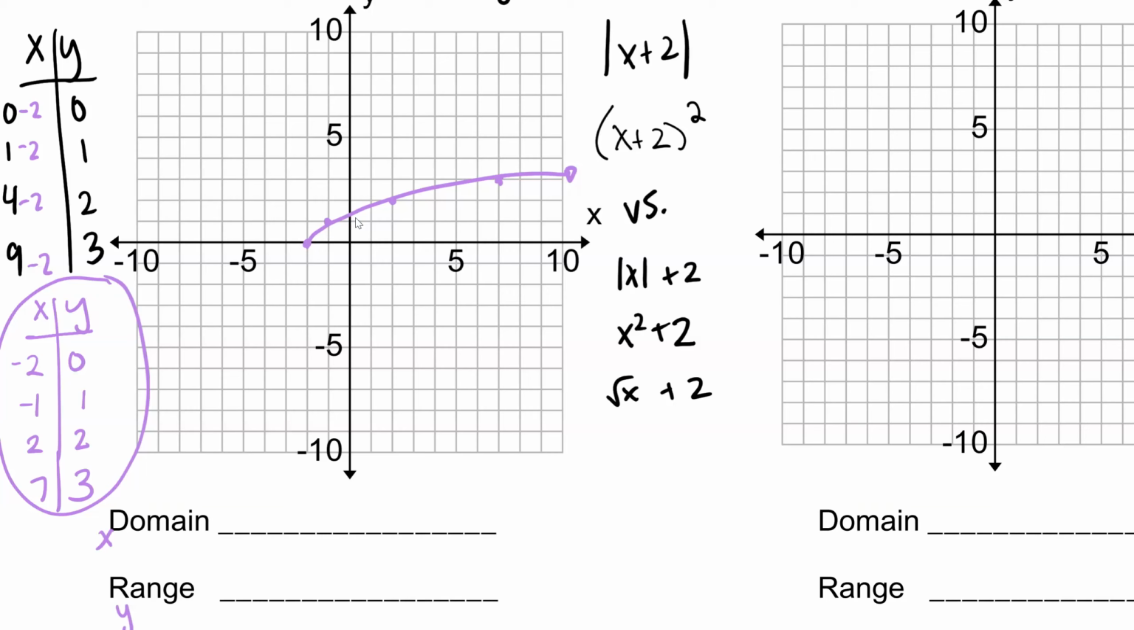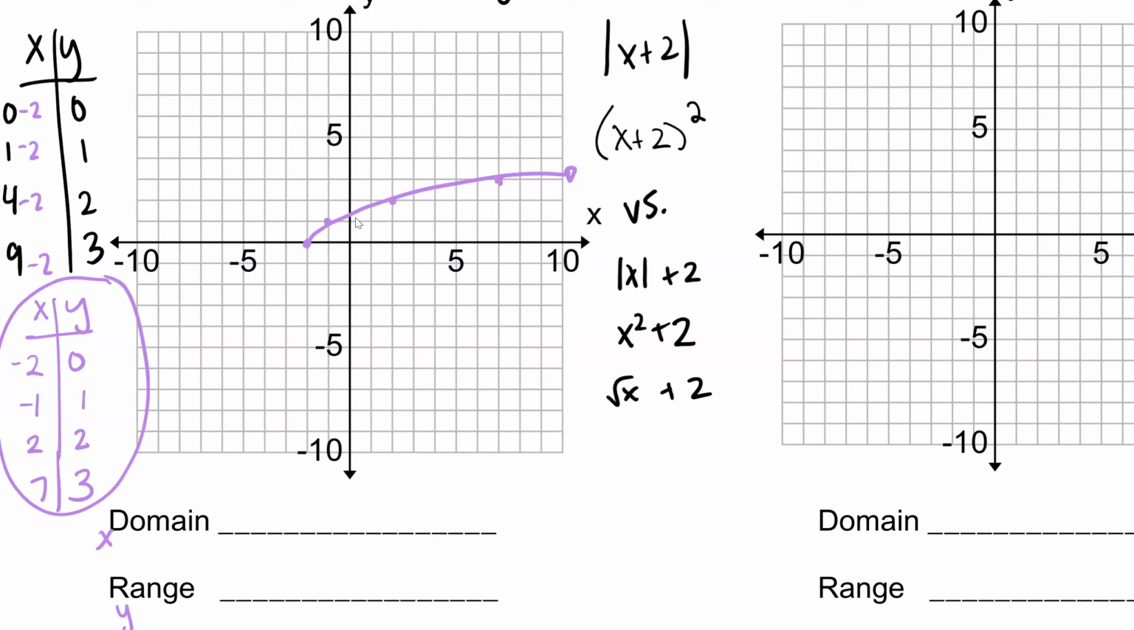Well, how about if I plug in x equals -10? What's my y value? Let's see. Plug in -10. What is -10 plus 2? -10 plus 2 is -8. Oh, I'm sorry. Wait, square root of a negative number. Oh, it's imaginary.